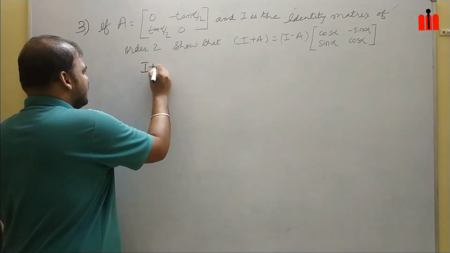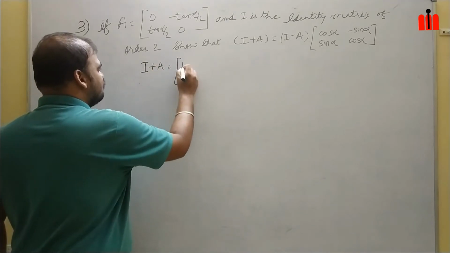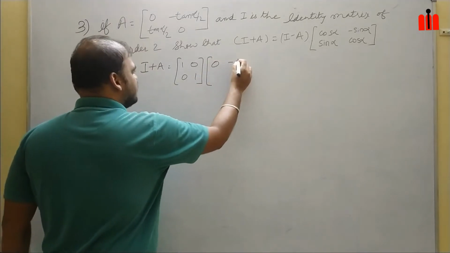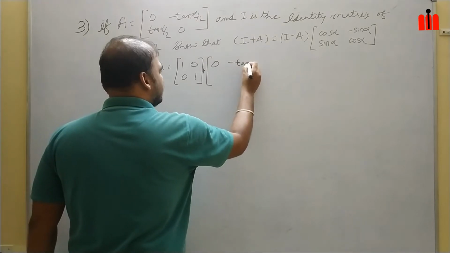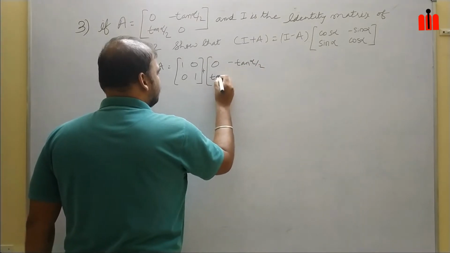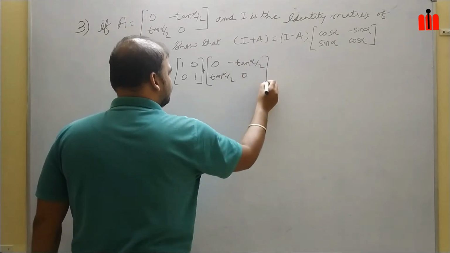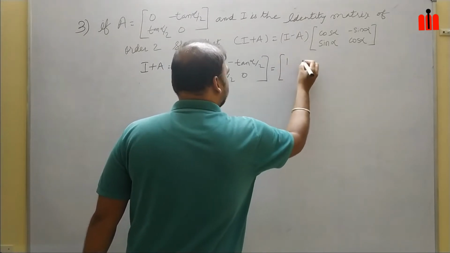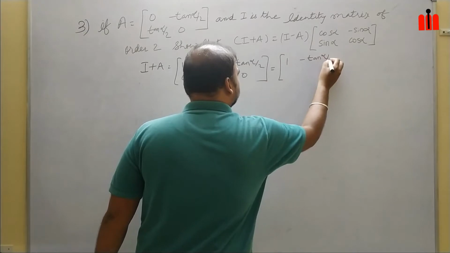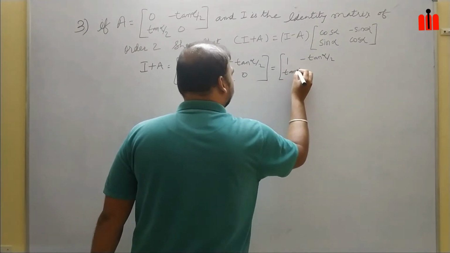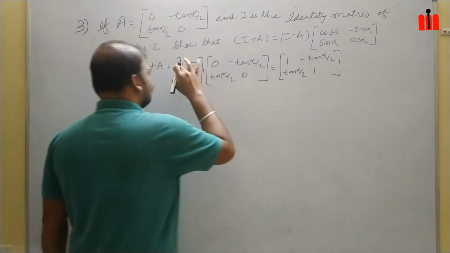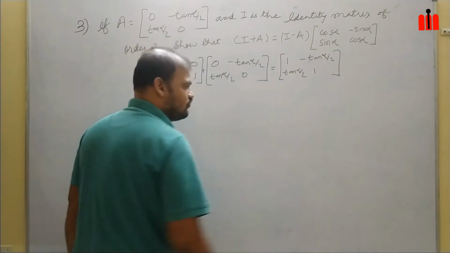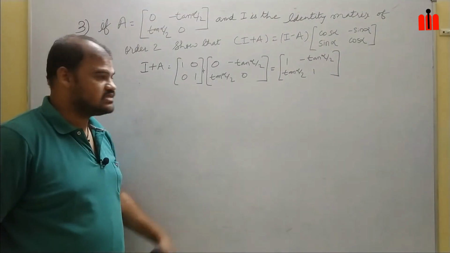So I plus A. What is I plus A now? I is 1 0 0 1 and A is 0, minus tan alpha by 2, tan alpha by 2, 0. Okay, this is I plus A and it will be 1, minus tan alpha by 2, tan alpha by 2, 1. Okay, this is what the addition of I plus A gives.